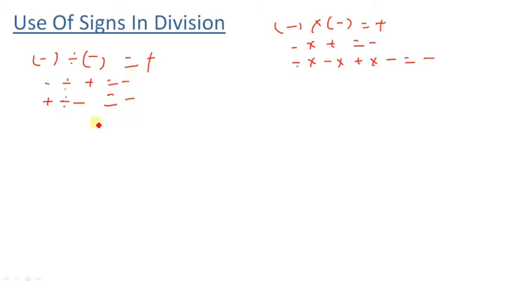Now, we know division is the opposite of multiplication. What does this mean? Suppose I write 4 into 5 is equal to 20. Now, we can write it in the form of division as 20 divided by 4 is equal to 5, or we can write 20 divided by 5 equals 4. This is the basic thing.